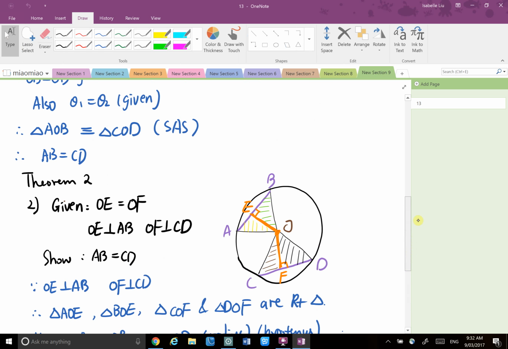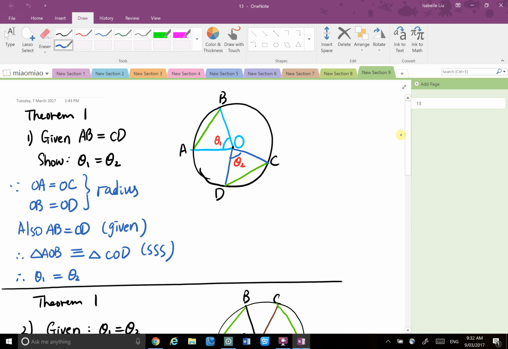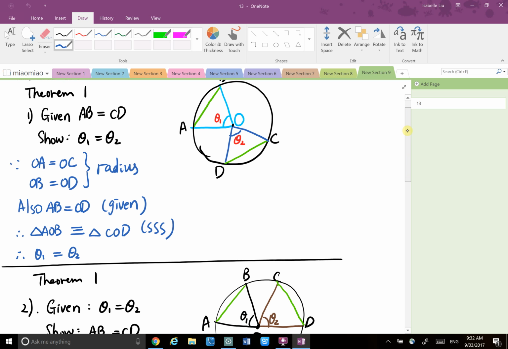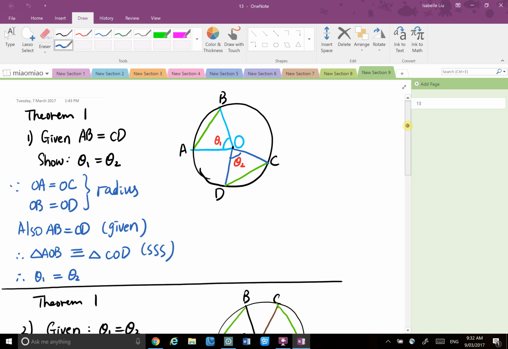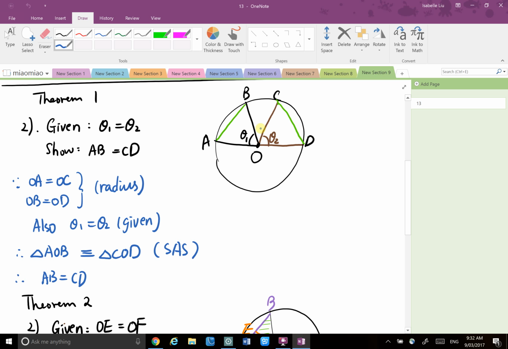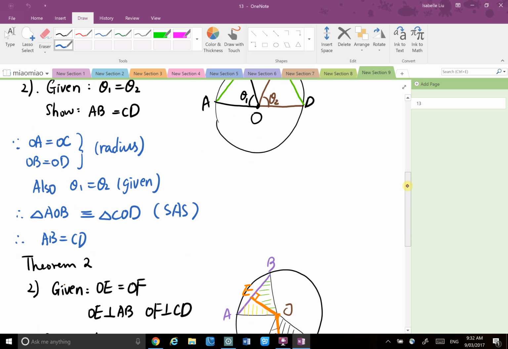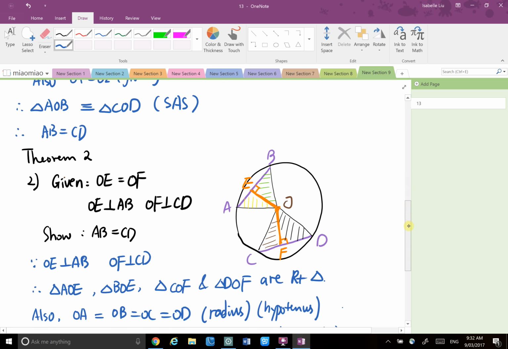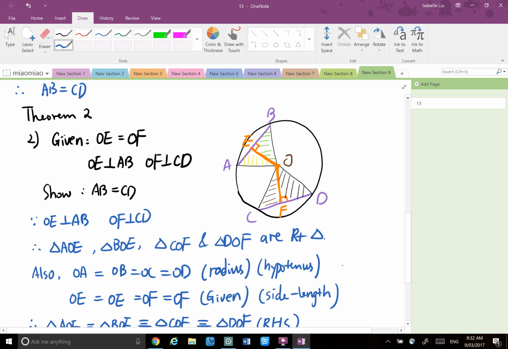Okay, that's a revision of what we did last Monday lesson. So we are given AB equals CD to prove those two thetas are equal. That's theorem number 1. Given theta 1 equals theta 2, and asked to prove AB and CD are equal. That's theorem 1 converse. And then we have theorem 2 part 2. Given the distances are equal, the two chords must be the same. AB and CD must be the same.